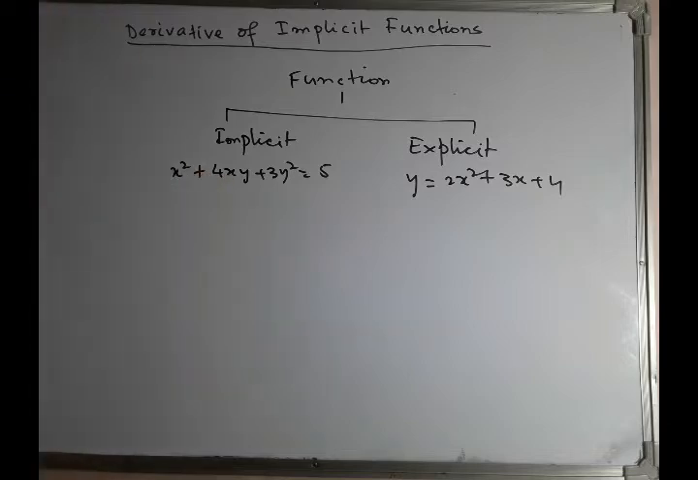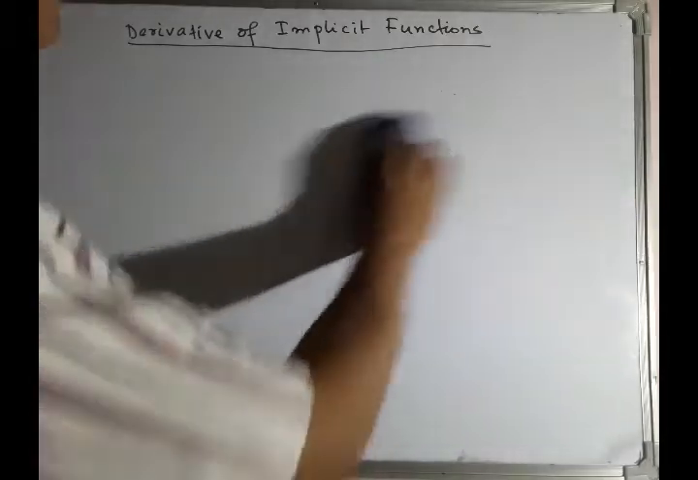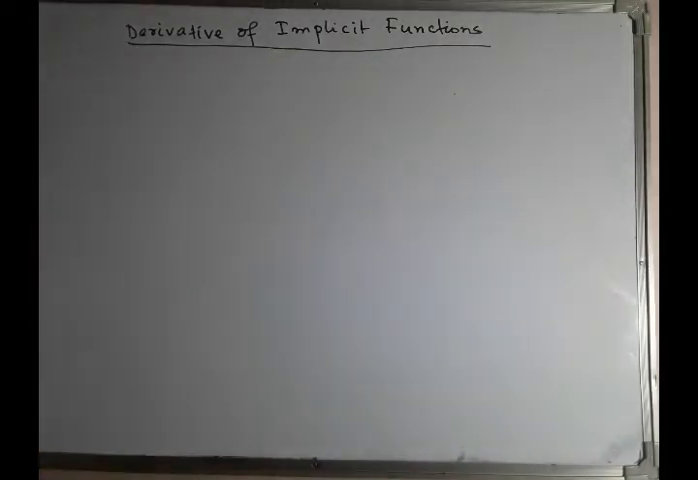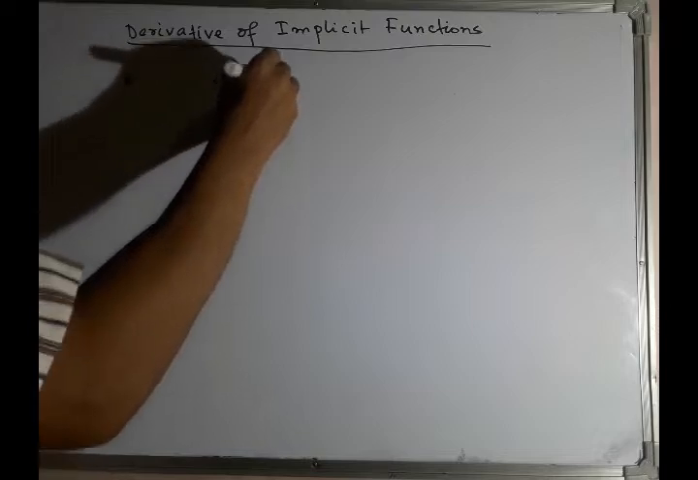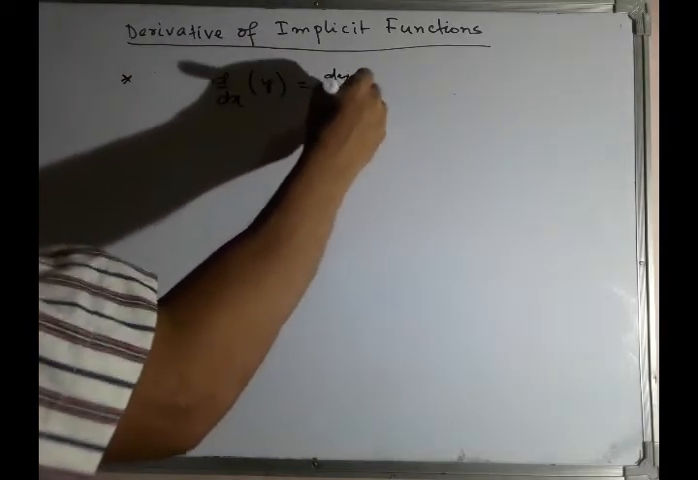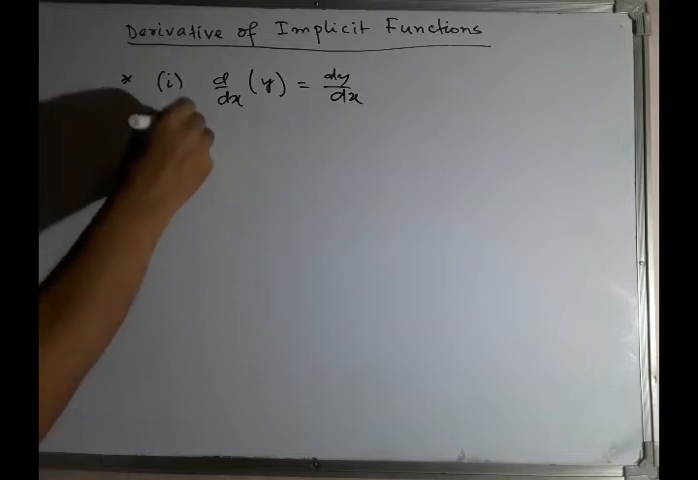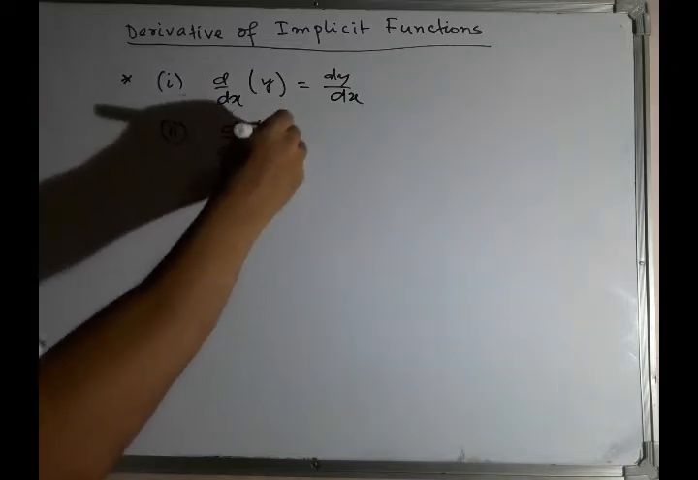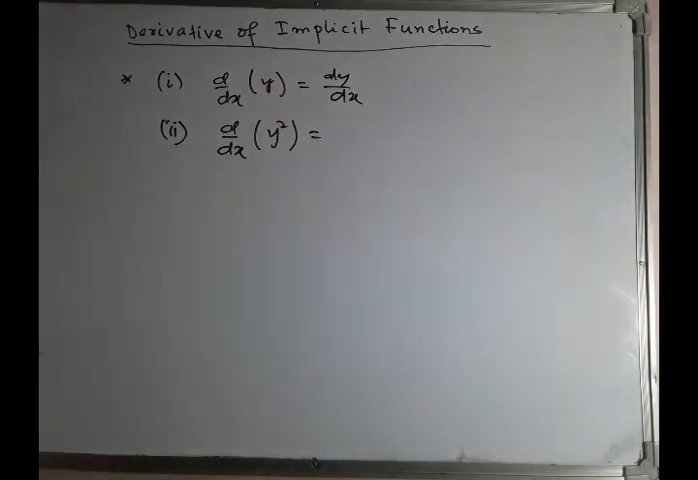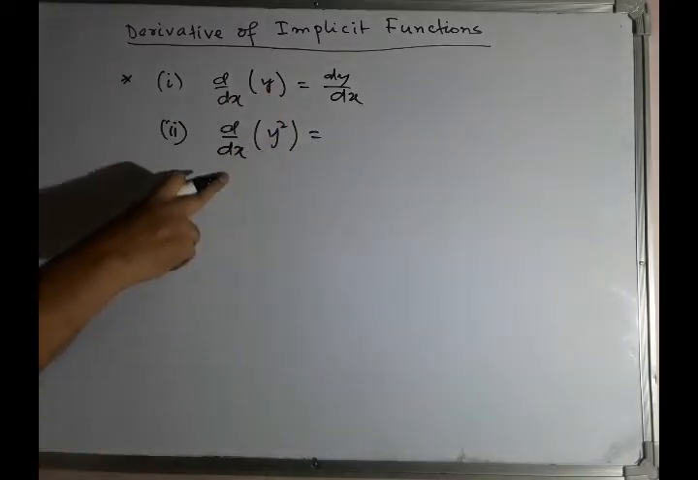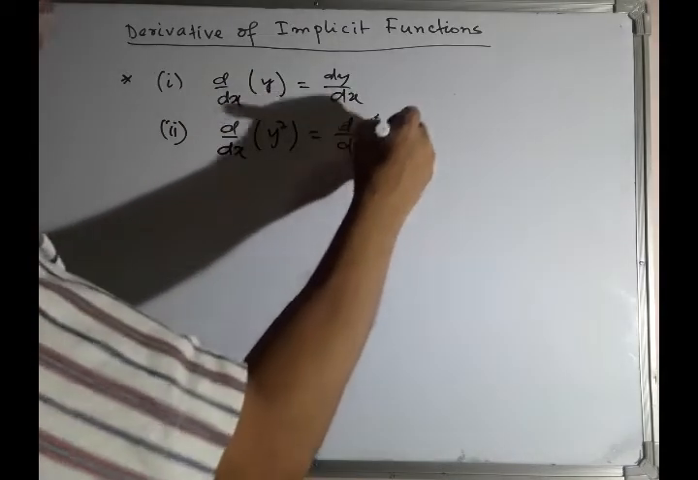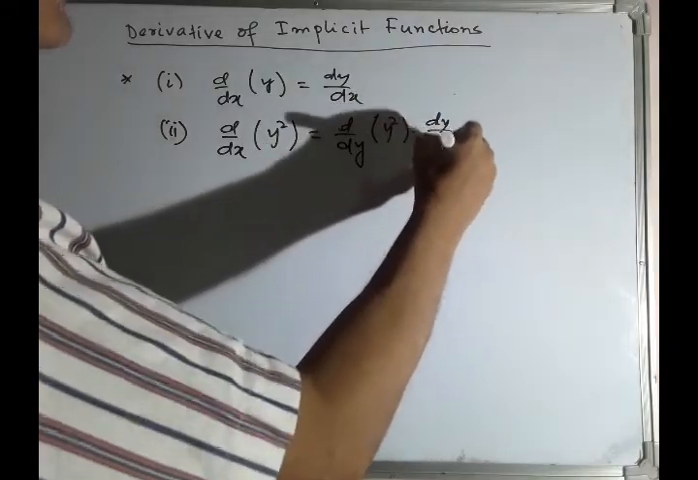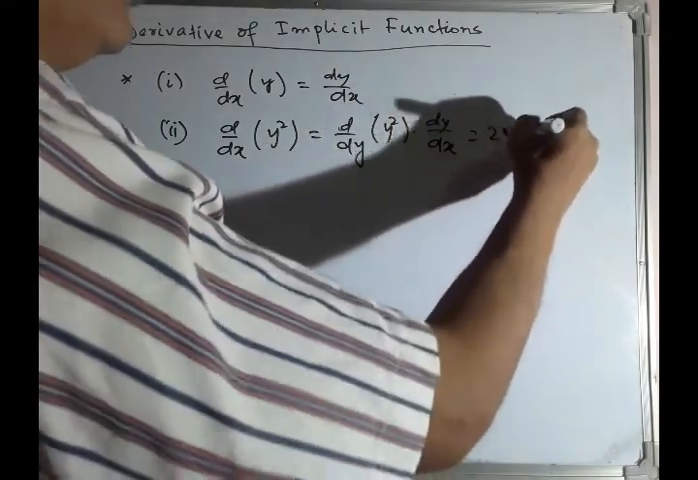So now we are going to find the derivative of implicit function. So how to find it? Before finding the derivative of implicit functions, a few formulas you should remember. Number one, d/dx of y equal to dy by dx. Number two, d/dx of y square. It is a function of y and we are differentiating with respect to x. So first we differentiate d/dy of y square and multiply by dy by dx, which is 2y dy by dx.